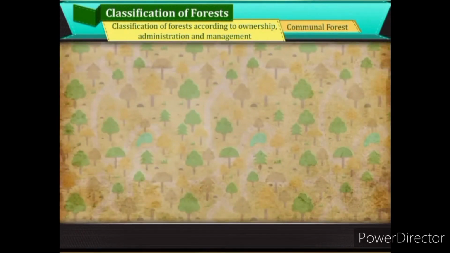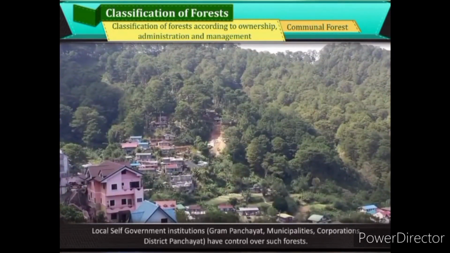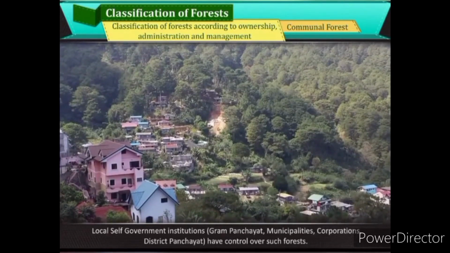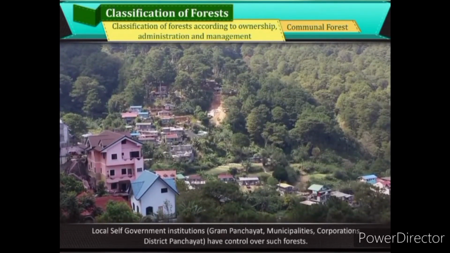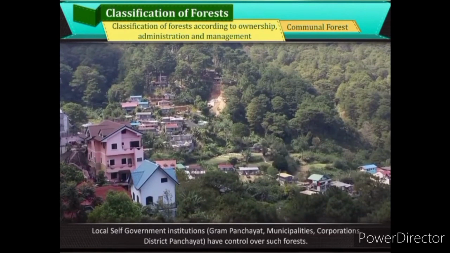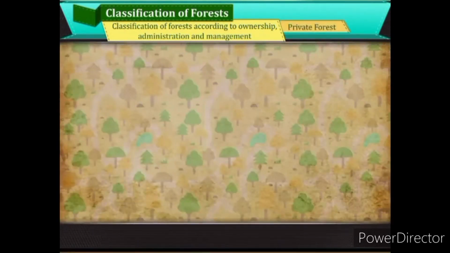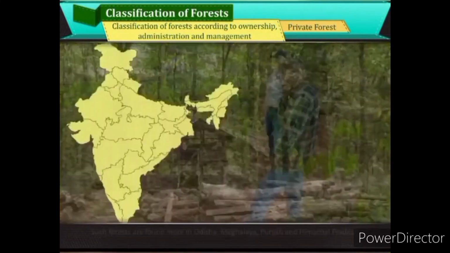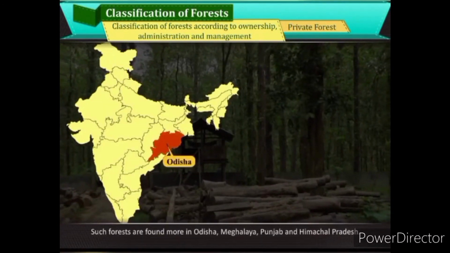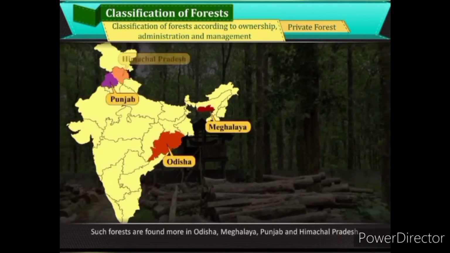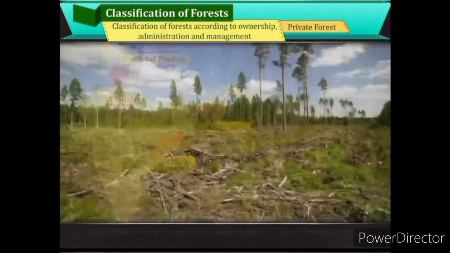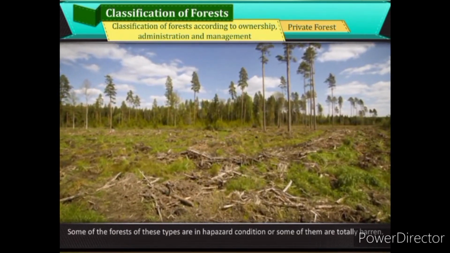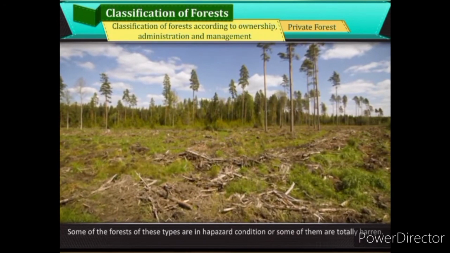Communal forest. Local self-government institutions, that is, Gram Panchayat, municipalities, corporations, district panchayat, have control over such forests. Private forest. Such a forest is owned by individuals. Such forests are found more in Odisha, Meghalaya, Punjab and Himachal Pradesh. Some of the forests of these types are in haphazard condition or some of them are totally barren.